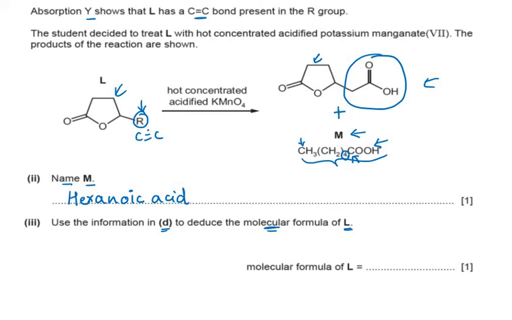As we know, C double bond C is broken down with hot concentrated KMnO4 and changes to carboxylic acid in both the compounds. So we just need to add up the carbon and make out the molecular formula of L. Now let's first count the carbon atoms of L.